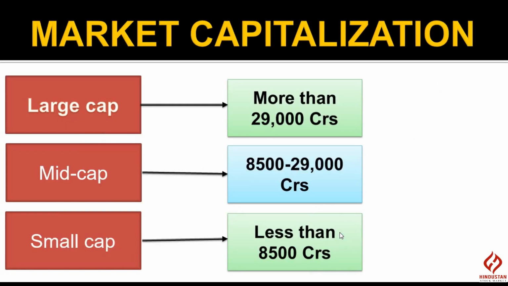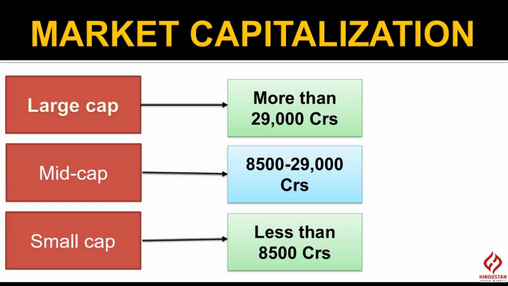Market capitalization is used to define large cap, mid cap, and small cap companies. For example, if the market capitalization of a company is greater than 29,000 crores, then it is said to be a large cap company, that is a big company. On the other hand, if the market capitalization of a company is between 8,500 crores and 29,000 crores, then it is said to be a mid cap company. And finally, if the market capitalization of a company is less than 8,500 crores, then it is said to be a small cap company.